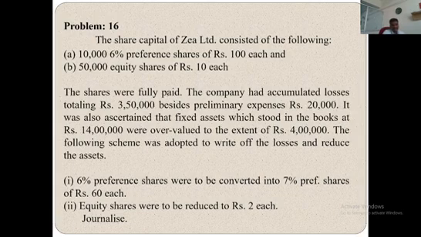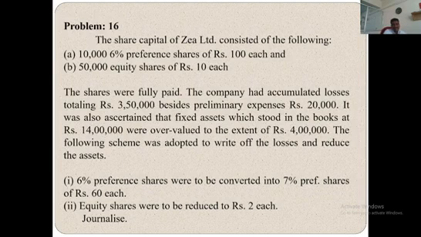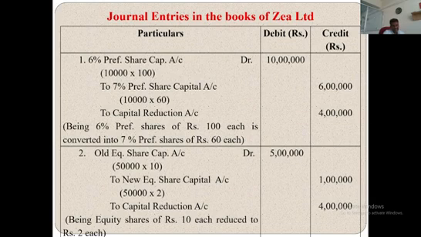6% preference shares capital account debit, to 7% preference shares capital account, to capital reduction account. So 10,000 into 100, 10 lakh rupees debited to 6% preference shares capital account. So per share value rupees 60 each. How many shares? 10,000 shares. 10,000 into 60, 6 lakhs credited to 7% preference shares capital account.